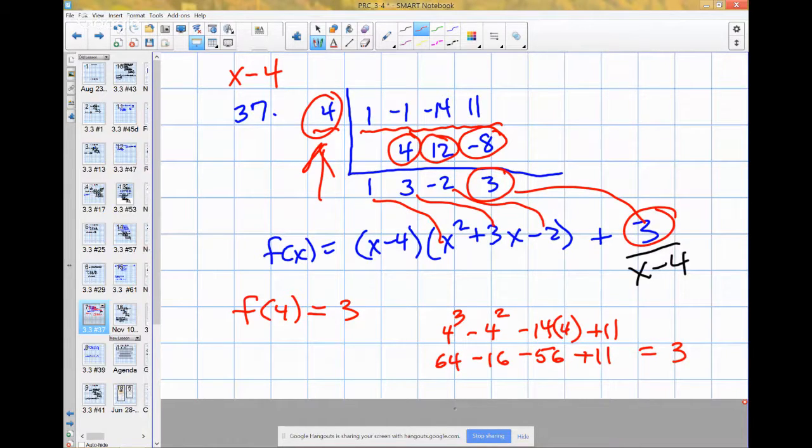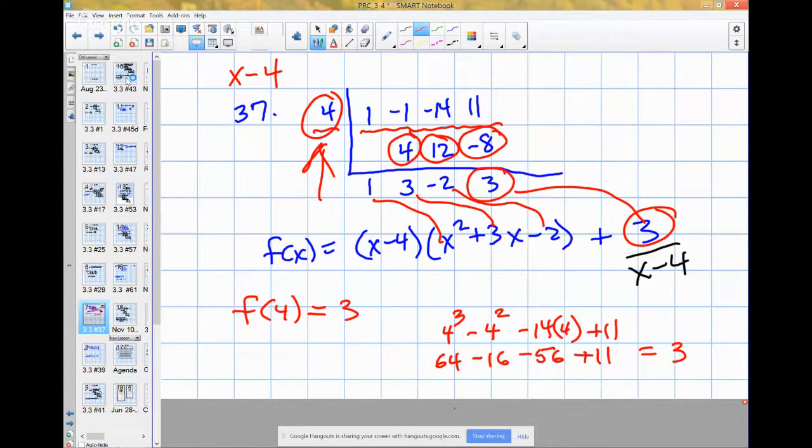Anyway, that's what they wanted you to do on number 37. Now, we could have done it with long division too. And I'm going to do another one of these, and if you want, I can do that with long division. I'll pause a little bit and see if anybody wants to.